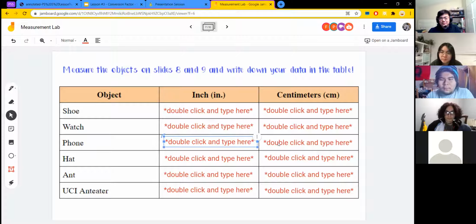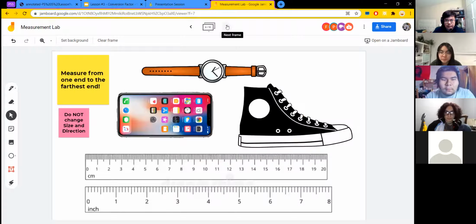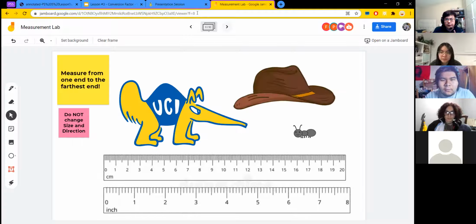All right. And then repeat the same thing for centimeters, right? So you guys are gonna do that, and there's gonna be 6 objects, 3 on each slide, and you're gonna complete the table. All right.